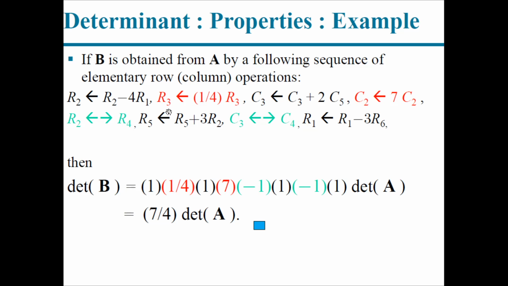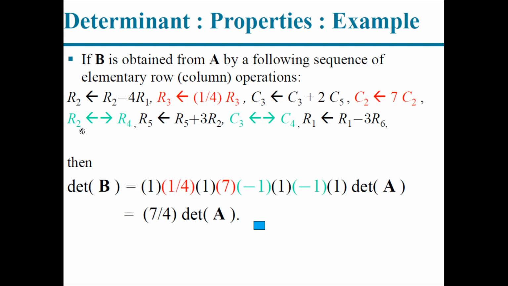Then we had row 3 replaced by 1 over 4 times row 3. We know that when that happens, the determinant of A will be multiplied by the same factor, 1 over 4. So that's where we have it. Then for some reason we had to perform a replacement on column 3, and the replacement doesn't change the determinant. So the multiplying factor is 1. Then we performed a multiplication operation on column 2. So column 2 was replaced by 7 times column 2. We know that the determinant of the old matrix will be multiplied by 7 also. So that's where we have it.